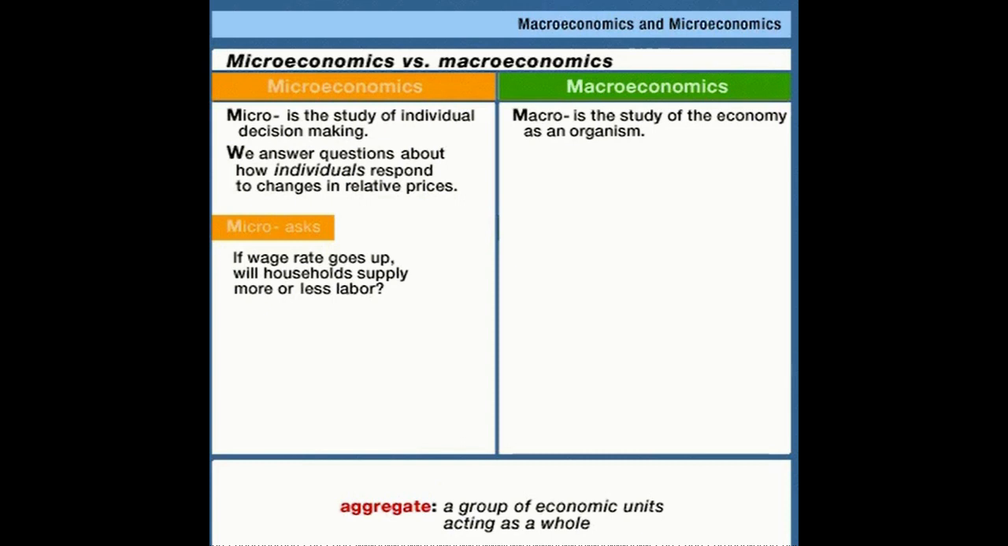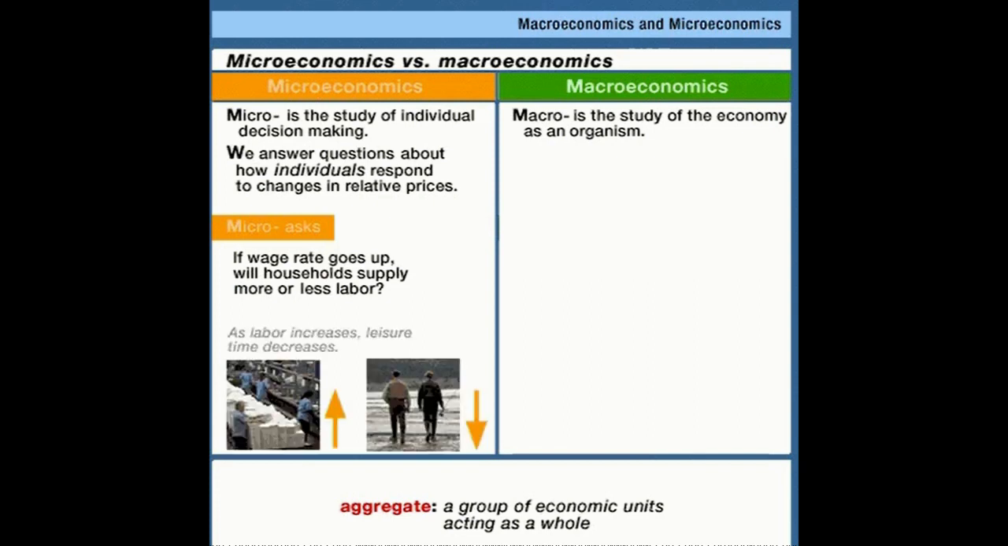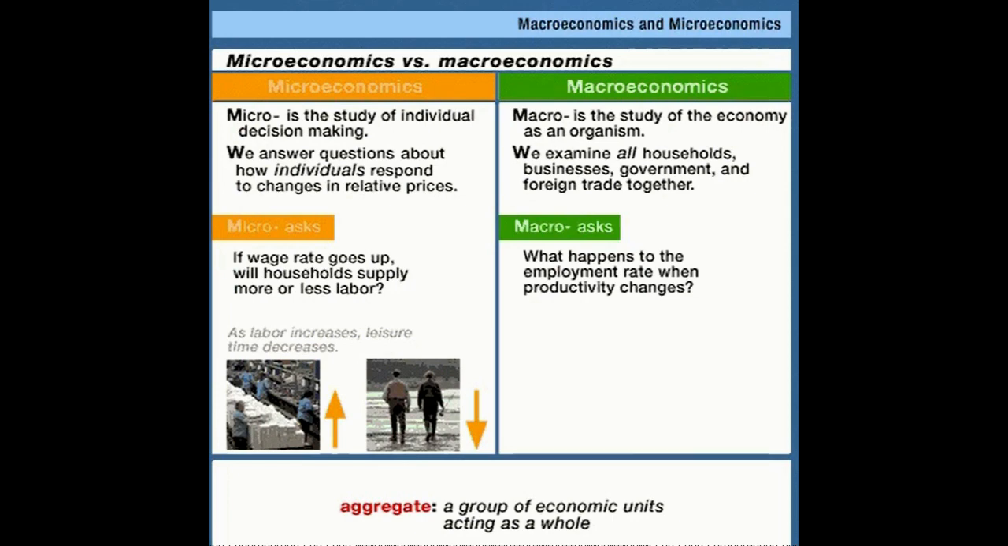Microeconomics is a study about the way a particular household would respond to a change in its incentives created by movement in the wage. Macroeconomics, on the other hand, steps back and looks at all of these households together and asks a question like, what happens when productivity increases in our economy? Will the overall employment rate, that is the percentage of people who are actually able to work working in jobs, will that increase or decrease? Do computers increase employment in the economy or do they reduce it? Macroeconomics asks questions about the money supply.